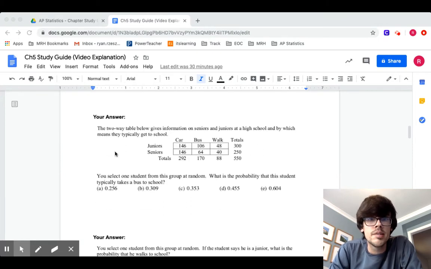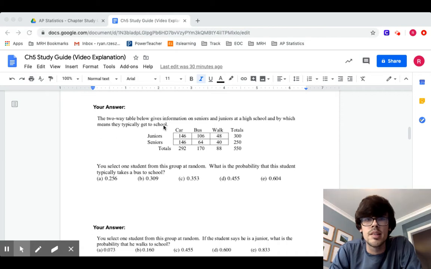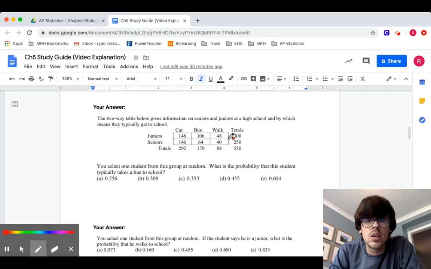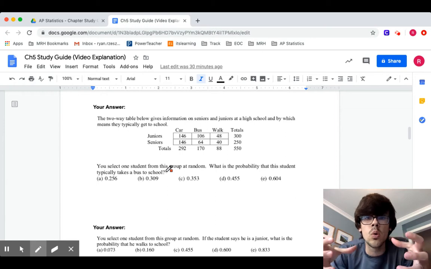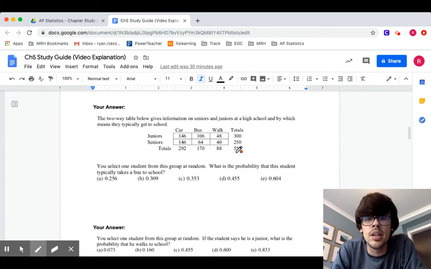And our first example is looking at a two-way table and just asking us to find a probability related to that. They say that we are selecting one student at random out of this table, and we want to find the probability they take a bus to school. They don't specify what kind of student it's going to be. It's just one student out of the whole group. So that tells me my denominator would be my 550.